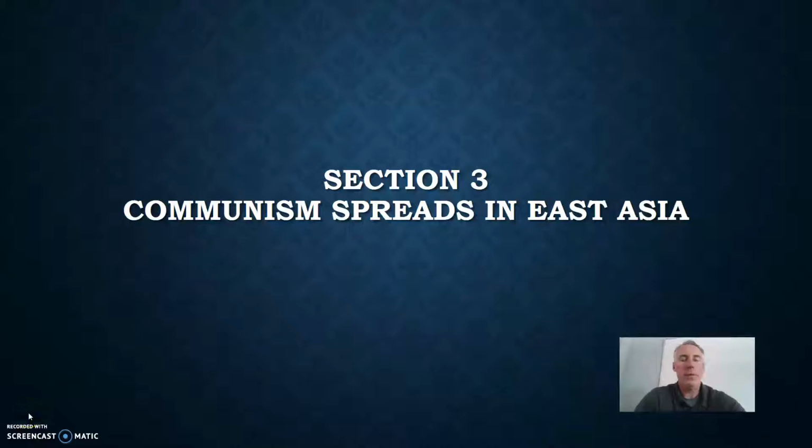Hey guys, welcome to video 3 for chapter 30, and in this one we're going to be talking about how communism spreads through East Asia. Now, it'll mostly focus on the establishment of a communist government in China, but it's also going to talk about how U.S. policy of containment led to our involvement in a war on the Korean Peninsula.